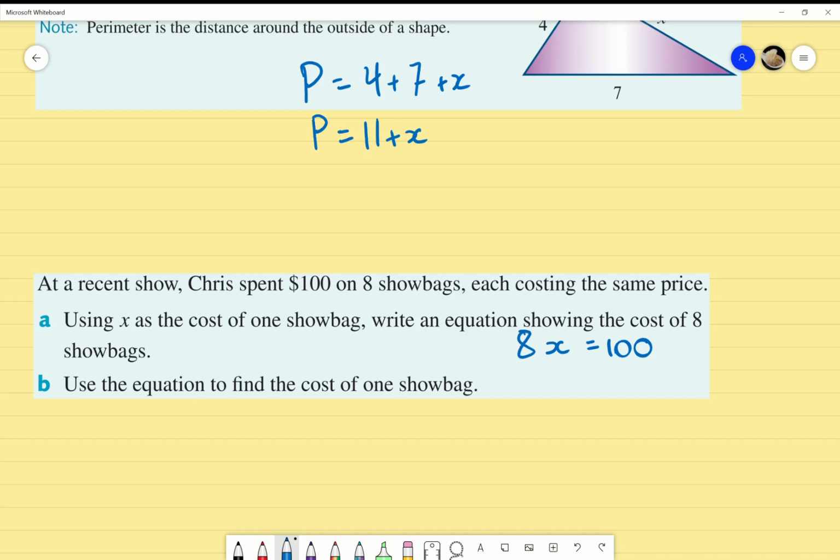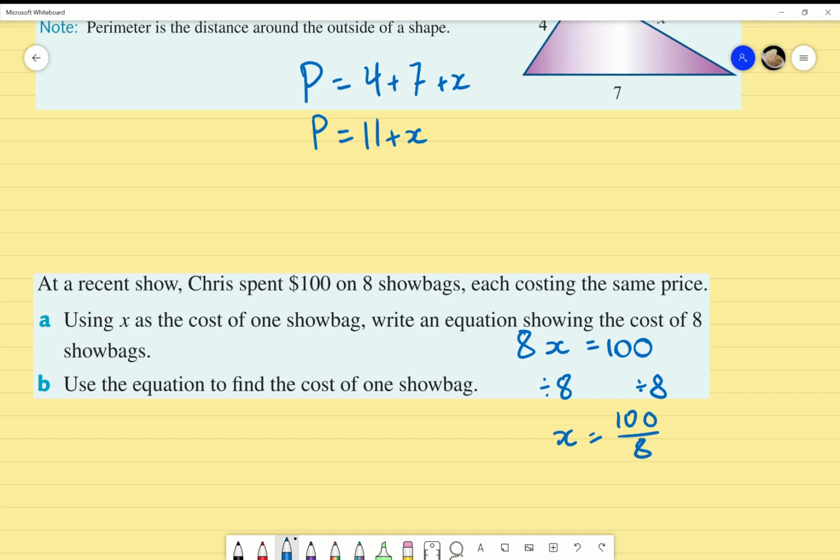Next question says, use the equation to find the cost of one show bag. Of course, as we were talking about earlier, if we have 8 of them, we can just divide by 8, or we can use the equation and divide by 8 on both sides. And we end up with x equals 100 over 8.